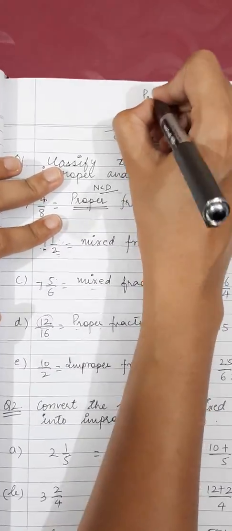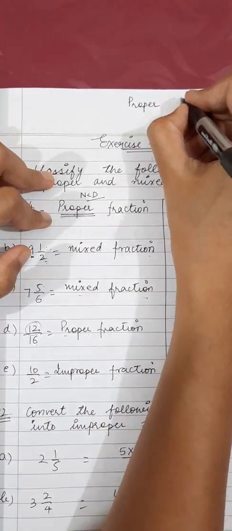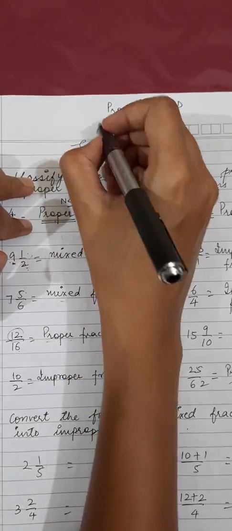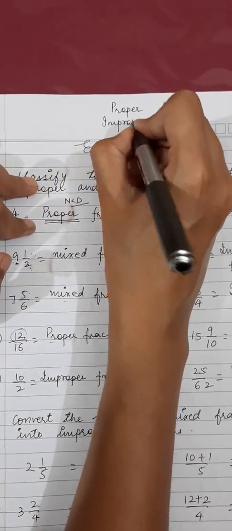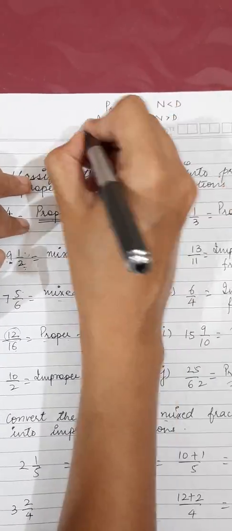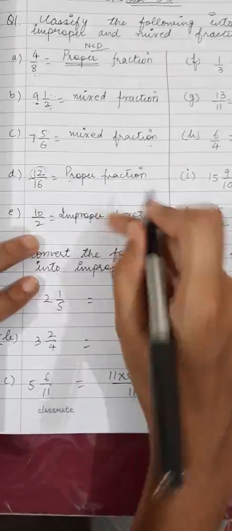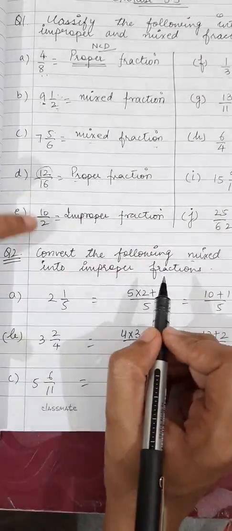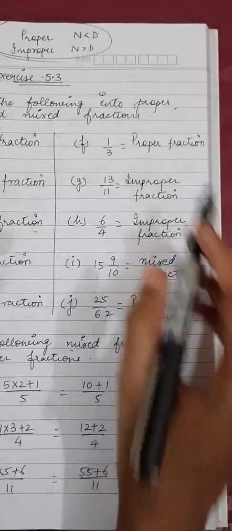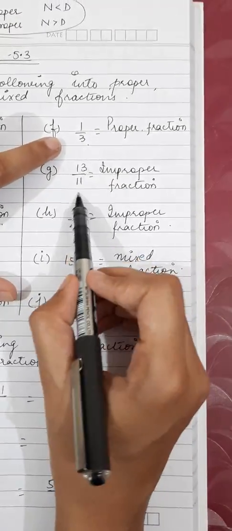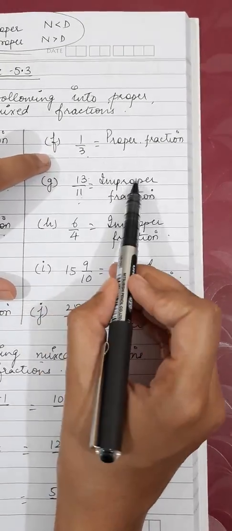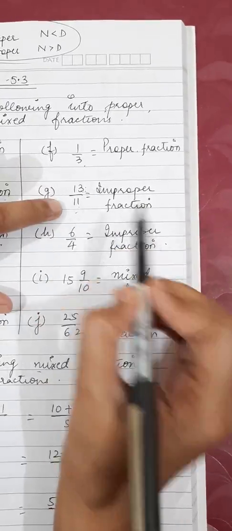Just make sure that you remember this much. Proper means numerator less than denominator. Improper means numerator greater than denominator. Just learn this and you will be able to know it. 10 upon 2. 10 is greater than 2. That means improper. 1 upon 3, proper. 13 upon 11. 13 is greater than 11. That means improper. Numerator is greater here.